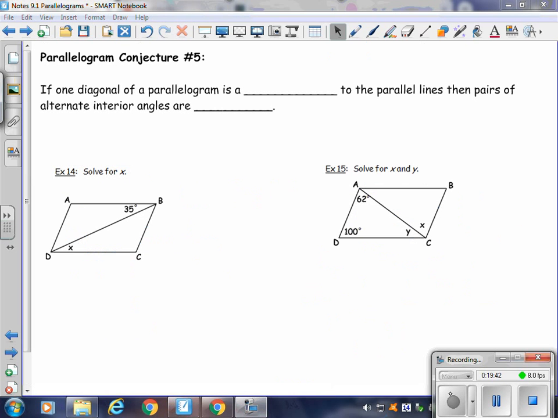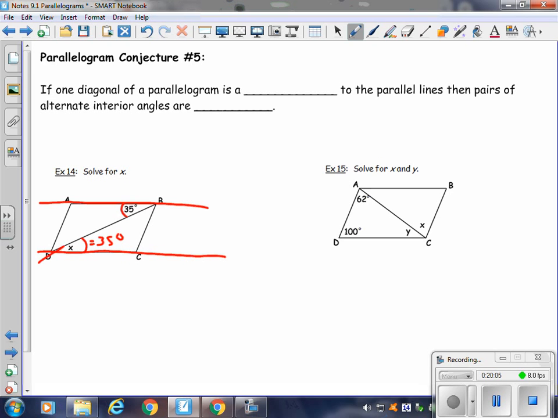So last but not least, what do the diagonals of a parallelogram do? Well, if you look at the example on 14, and you look at 35, and you look at x, don't they look equal? Well, what kind of angles are those? Well, let's talk about that. If you extend these two lines out to make them really into lines, then this diagonal would be called a transversal.